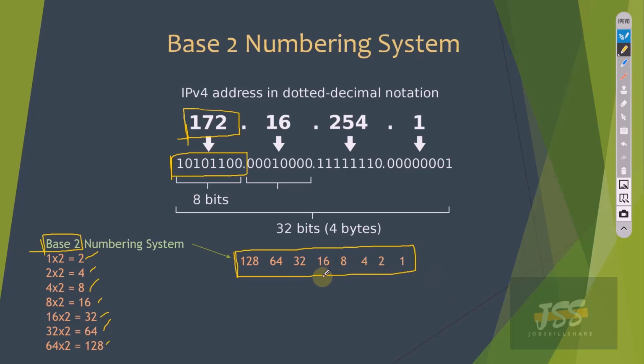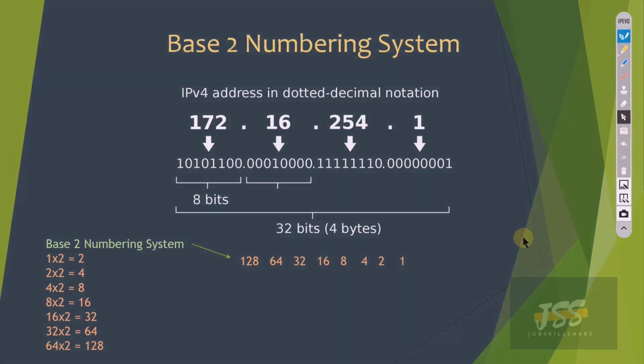1, 2, 4, 8, 16, 32, 64, 128, which is 1, 2, 3, 4, 5, 6, 7, 8 bits. Every bit has its own base 2 value. It starts with 1, 2, 4, 8, 16, 32, 64 and 128. So you have to remember this one, which we are going to use in the later slides. So basically this is the base 2 numbering system. So let's head over to the next slide.